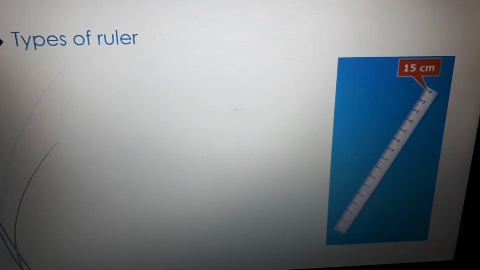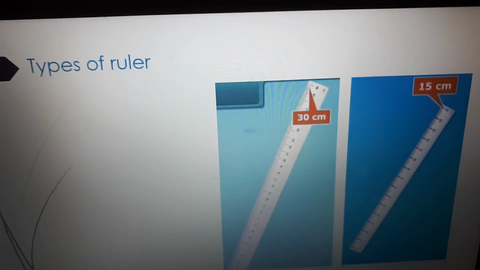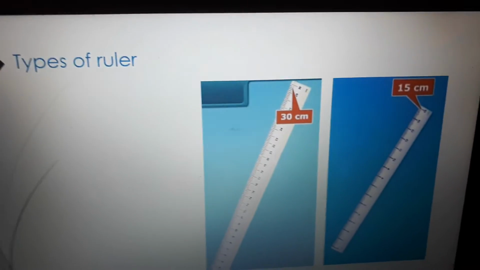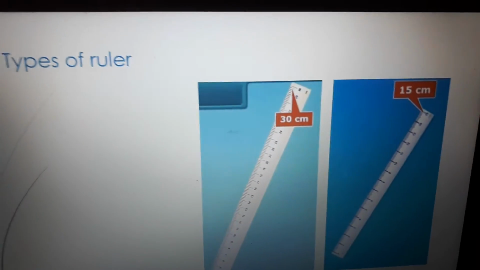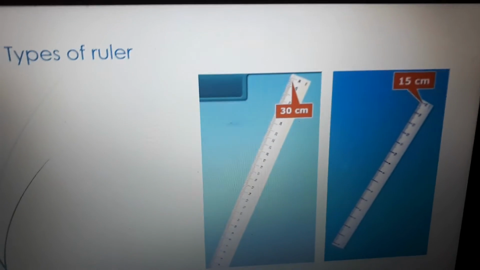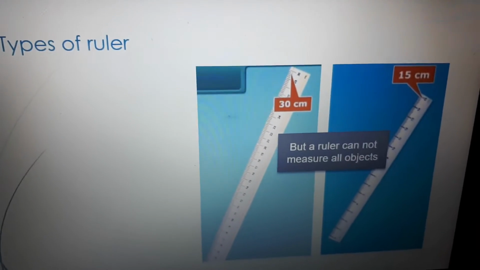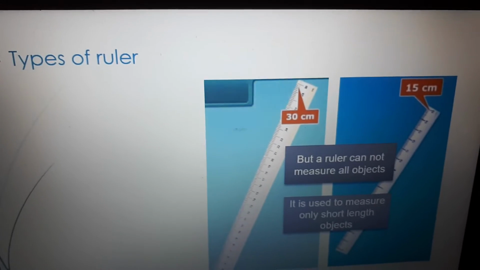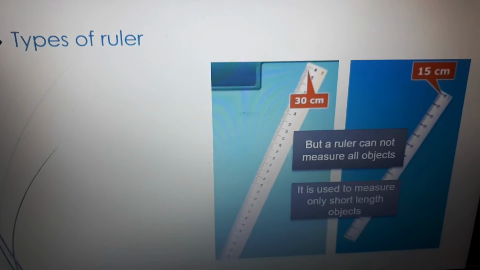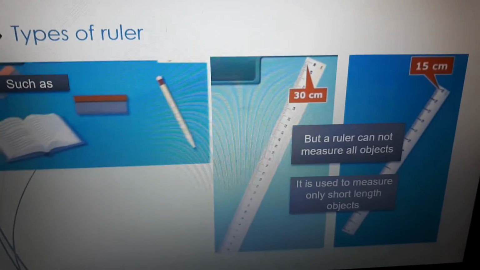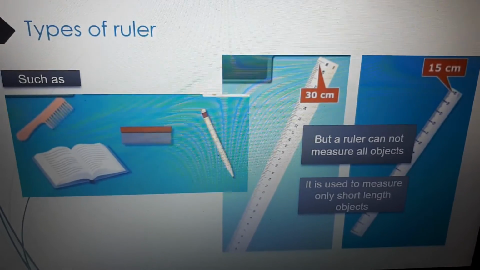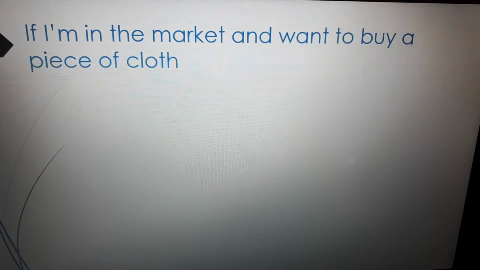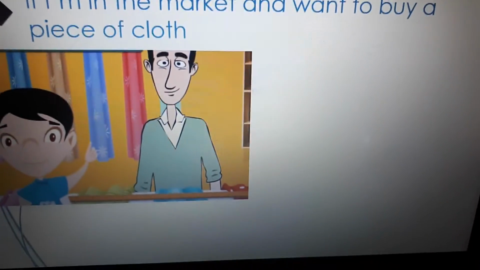We have types of ruler. First type is the 15 centimeter ruler. The second one is the 30 centimeter ruler. Of course, we have a 20 centimeter ruler, and we have a 50 centimeter ruler. But a ruler cannot measure all objects. It can be used to measure only short length objects such as a comb, eraser, pencil, and book.